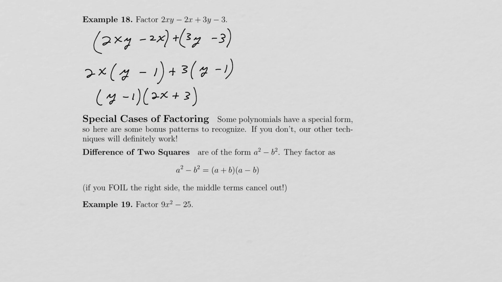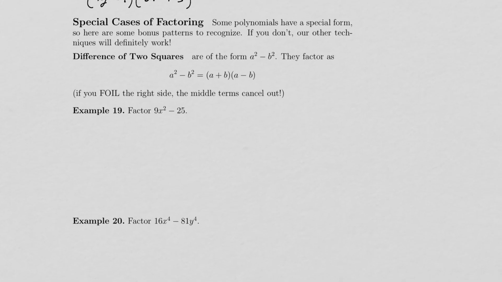Okay, what about these special cases? The first one I've already mentioned, and I think this one is a good one to remember. The difference of 2 squares: if you have something squared minus something else squared, like a squared minus b squared, that always factors into a plus b times a minus b.